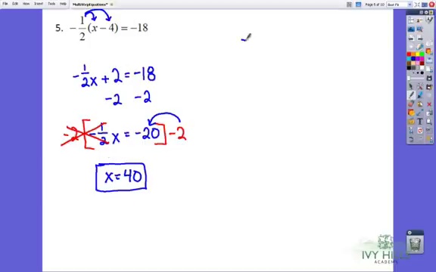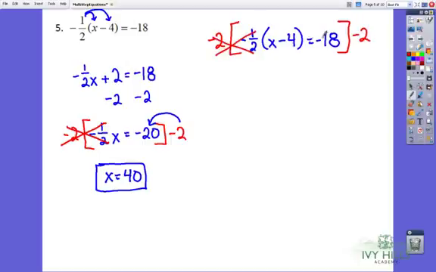The other way that we could do this problem is we could get rid of the fraction right at the beginning of the problem. So what I'll do is I can simply, at the very beginning of the problem, multiply everything by the reciprocal of negative 1/2, which again is negative 2. That will cancel out the fraction. I'll be left with the parentheses, x minus 4 equals negative 18 times negative 2 is positive 36. When I add 4 to both sides, that would give me x equals 40.